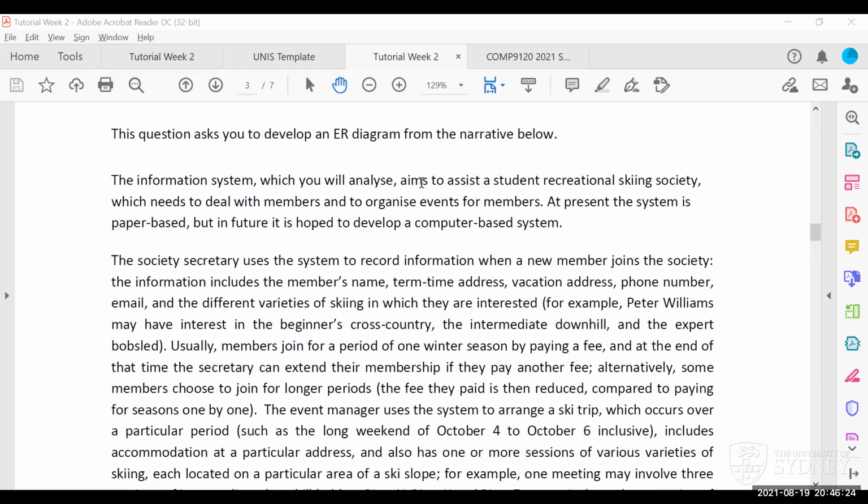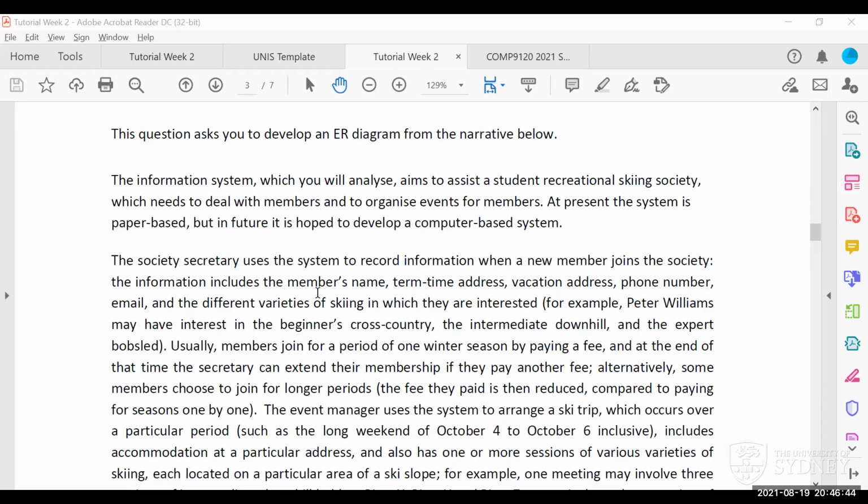So I think the most obvious one is member. A member will have name, address, phone number, and so on and so forth. We can tell straight away that that one is definitely going to be an entity, and that entity will have those attributes. Some of them might not be that obvious.